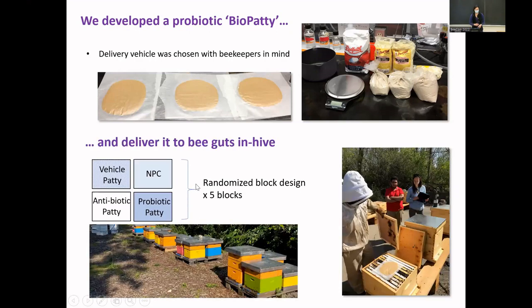Once we make these patties, we deliver them to the hives, and we recently finished our field experiment, which looks like this. We had four treatment groups: a probiotic patty group, an antibiotic patty group, a no-patty control, and a vehicle patty. The vehicle patty is what beekeepers normally use.